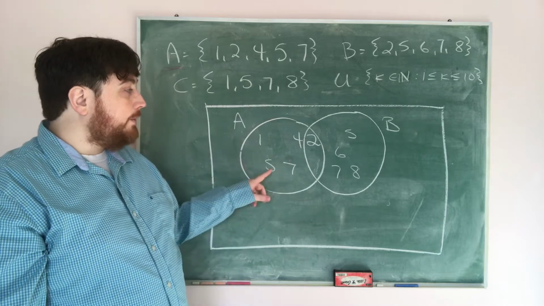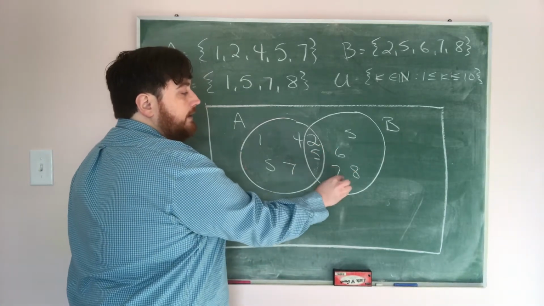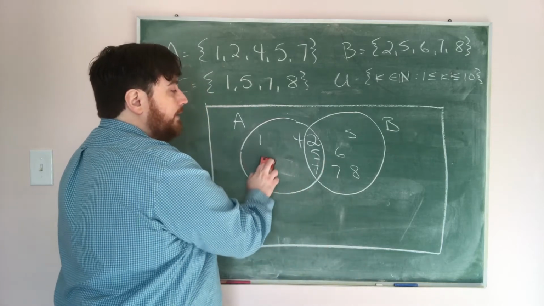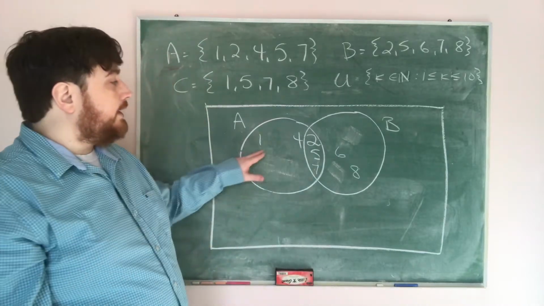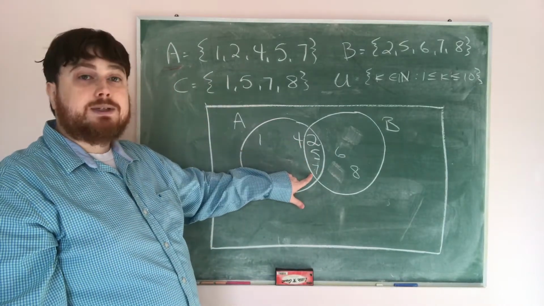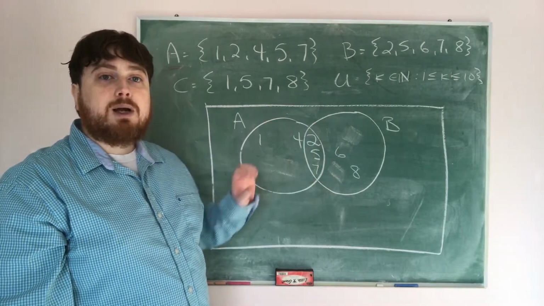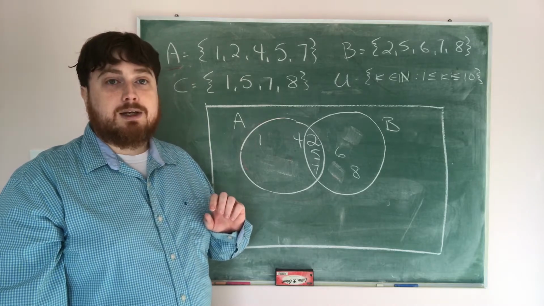I'm going to do the same thing with 5 because we see a 5 here and 5 here. And a 7 because we have a 7 in both of them. And so what we end up with is, we can denote A as we still have 1, 4 in A. In B we have 6, 8. But now we've properly put 2, 5, and 7 in the intersection of A and B.